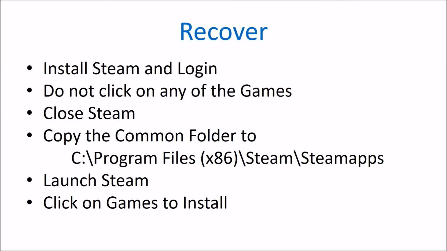And in the meantime, I've used the Dell Data Wipe and wiped my Extreme Performance System, 9365, and clean installed Windows. So what I need to do now is install Steam and log in. And without clicking any of the games, we should then close Steam and copy the common folder back to C, Program Files x86, Steam, and then Steam Apps. After we've done this, what we need to do is launch Steam and then click on the games to install as normal.